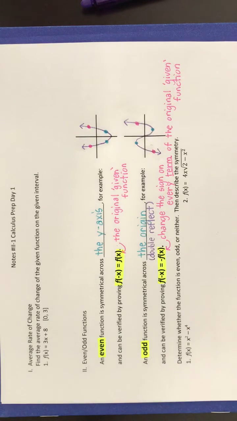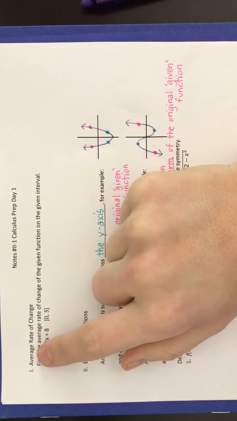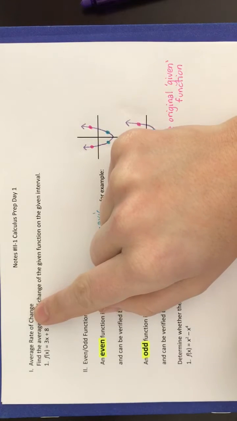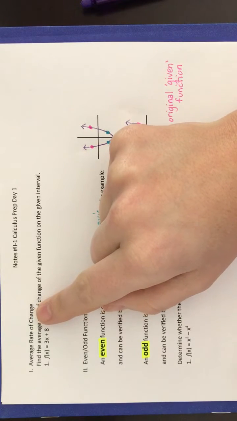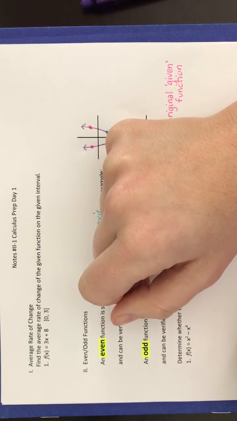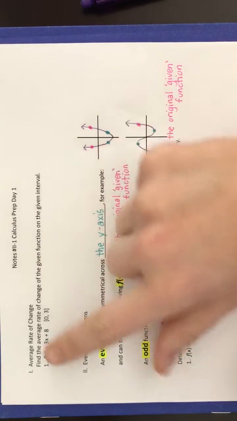Today we're looking at notes II-1, Calculus Prep Day 1. So in Roman numeral 1, we will be refreshing average rate of change. Remember we discussed this at the beginning of the year when we discussed both average rate of change and instantaneous rate of change. So this is just a quick refresher.